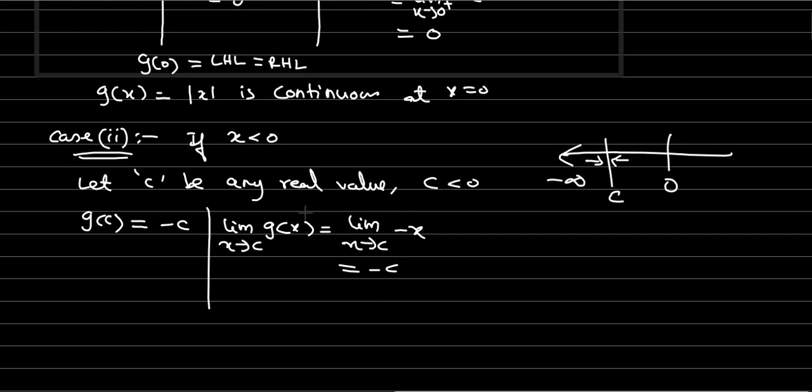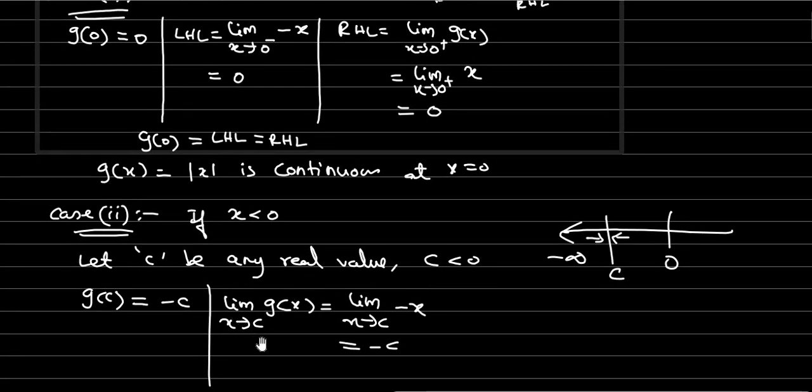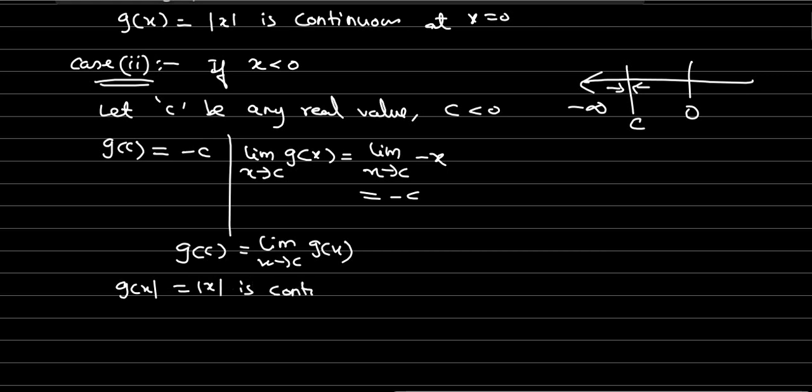Now applying the limit, we will get minus C only. Since the function is the same on the left hand side and the right side, we substitute g of x as minus x. Then the result will be the same. So instead of finding it separately, I found it combinedly here. Now you can notice the result g of C and the limit as x approaches C of g of x are both the same. So what we can conclude from this is g of x equal to modulus of x is continuous if x is less than 0.